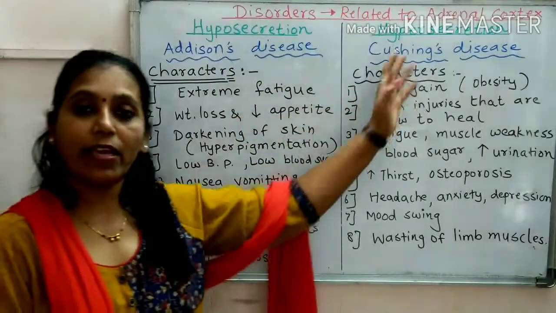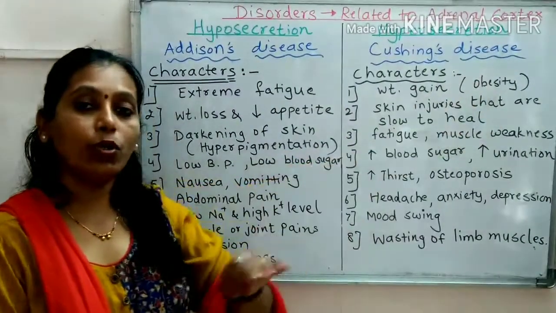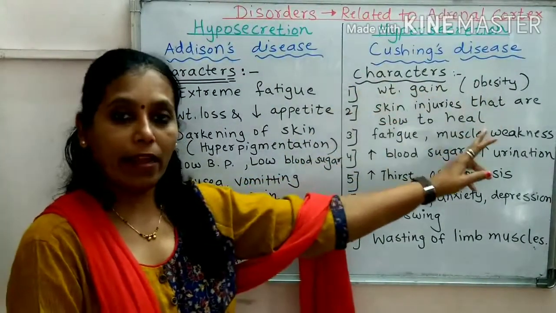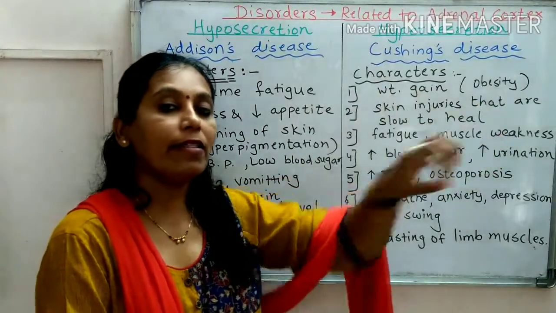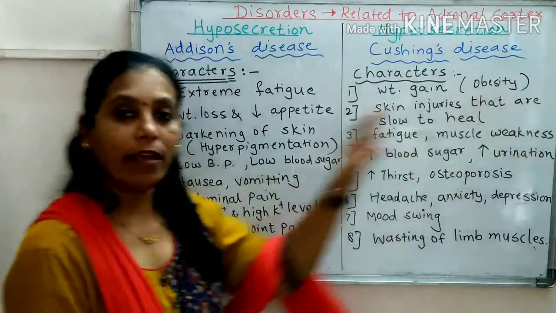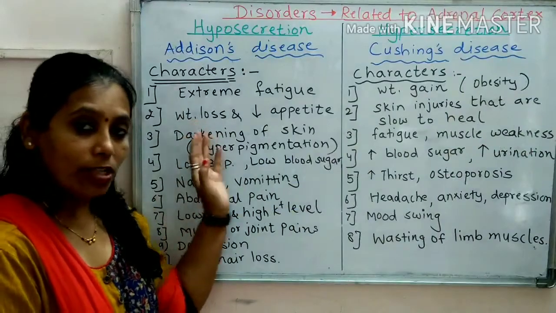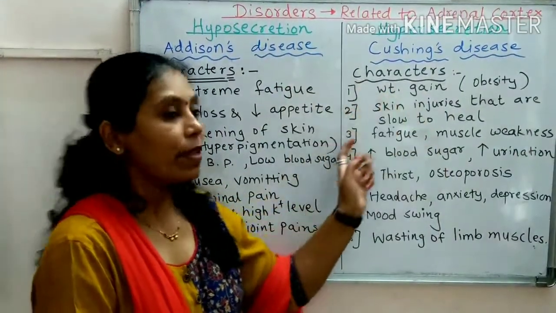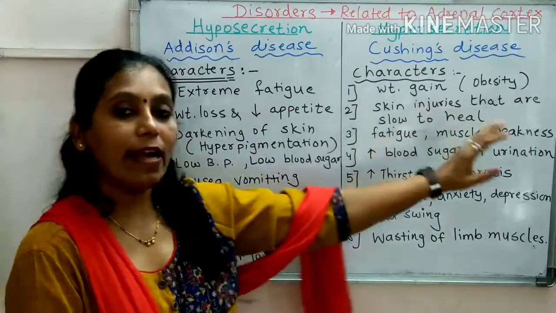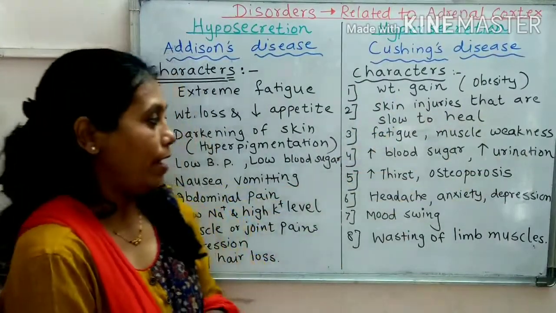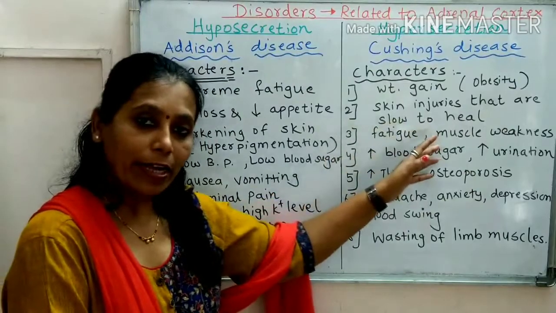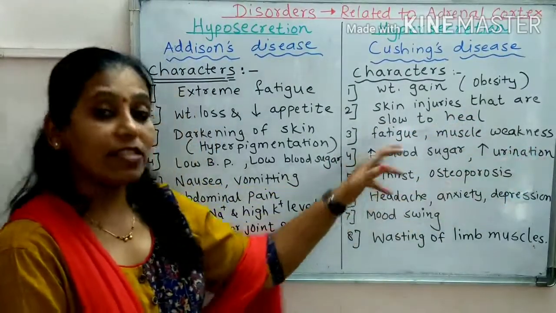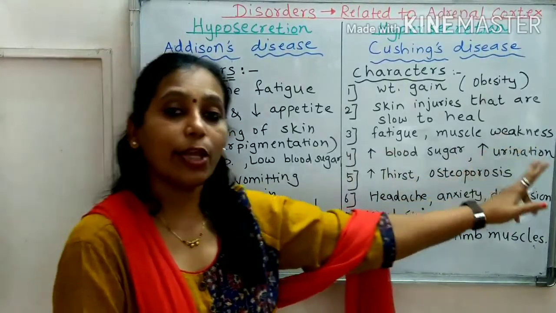Now let us study Cushing's disease. This is due to excess secretion of glucocorticoid. Weight gain particularly, and the condition we call obesity. In Addison's it is weight loss, but here there is increasing weight. Skin injuries that are very slow to heal. Fatigue, here also fatigue due to obesity. Muscle weakness, increased blood sugar level, increased urination.